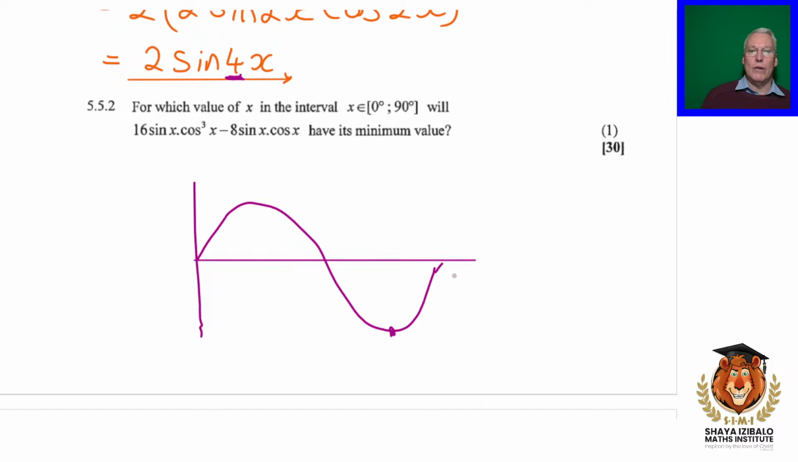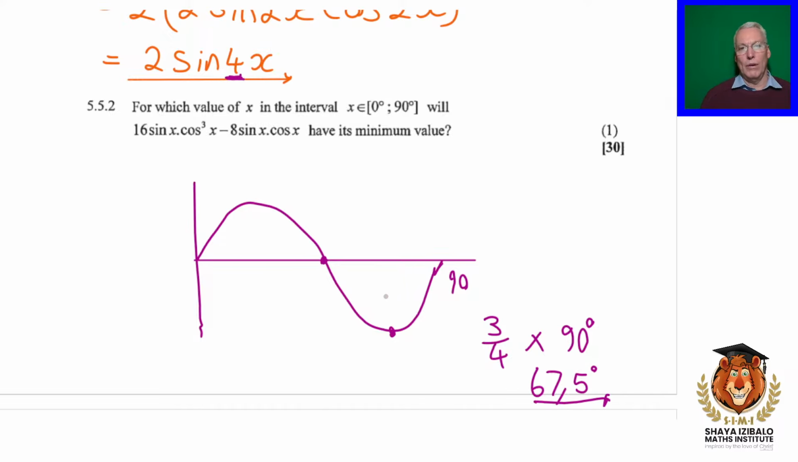Now sine 4x, and we can look at the graph shortly, has had its period shortened to 90 degrees. So in other words, this value will be happening at 3/4 of the way along to 90 degrees. Because that's half of 90, this is 3/4 of 90. 3/4 of 90 degrees, we get 67.5 degrees. Okay, that's where we'll have a minimum value. The graph that I've drawn here is the graph of 2 sine 4x.